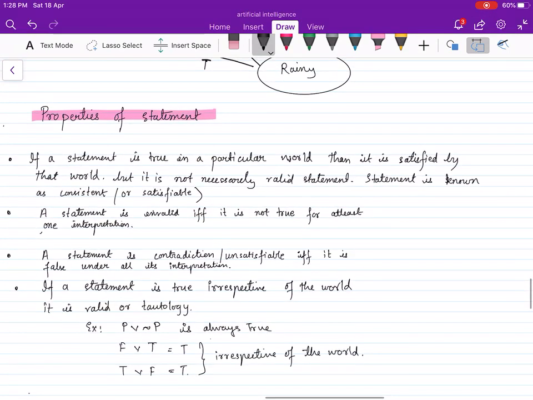For example, P or not P is always true. It is independent of the world we are working in. If P is true, then not P is false, and the or of P or not P will give me true. And if we take P as false, then not P is true, and it will give true for the combined sentence. So irrespective of the world, the statement P or not P is always going to be true.